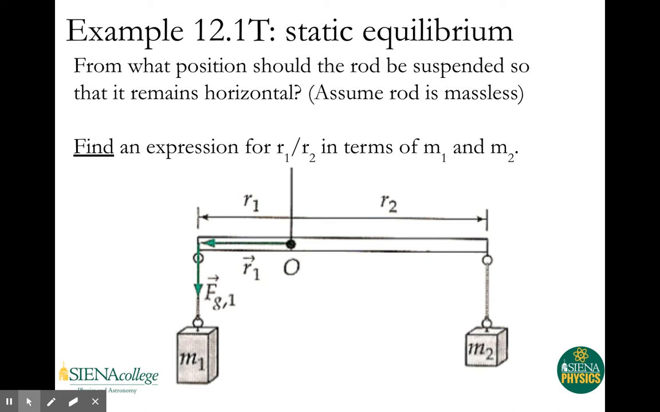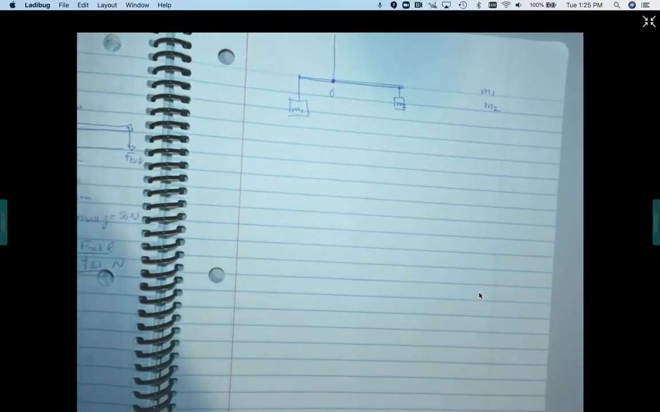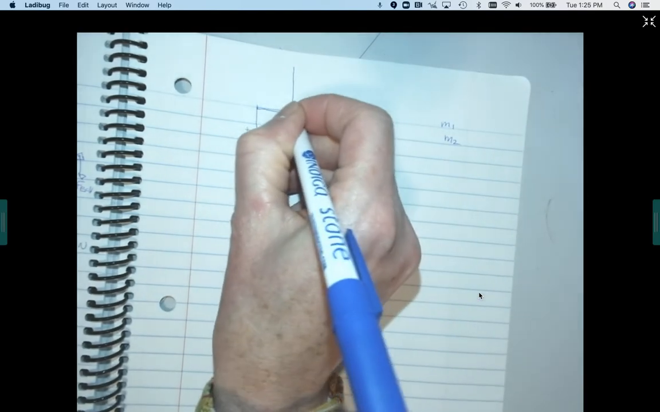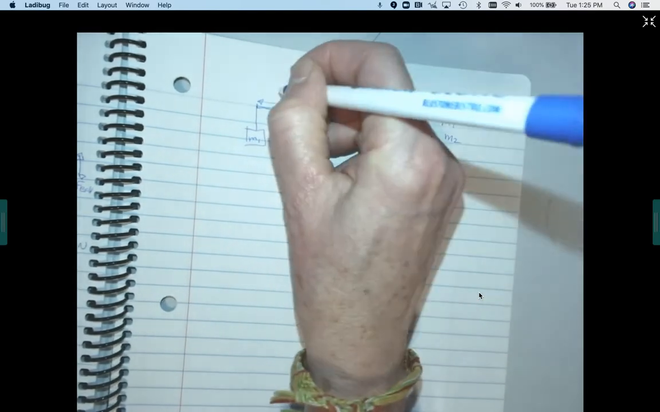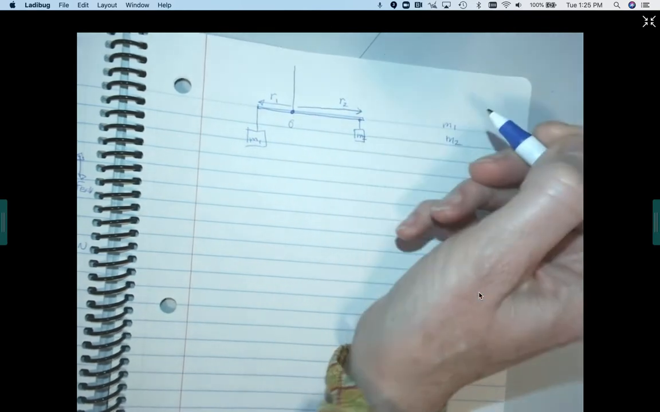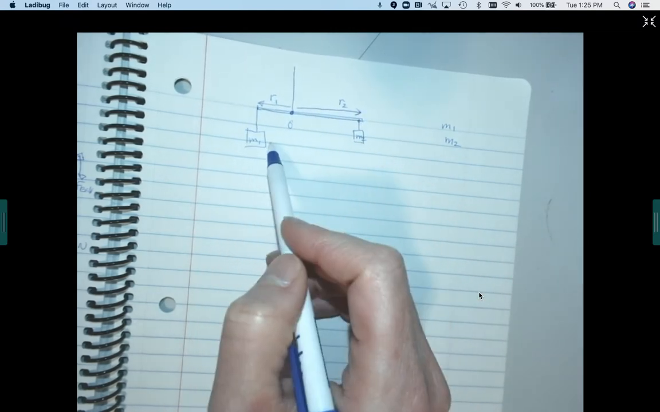Just draw it here, my picture. We're going to set up our problem so that the origin of our torque equation is where we want the rope to be. So we expect everything to be balanced relative to that. Also, in the picture, it showed this as R1 and this as R2, and it asked for an expression for the ratio of R1 and R2 compared to the ratio of the masses.